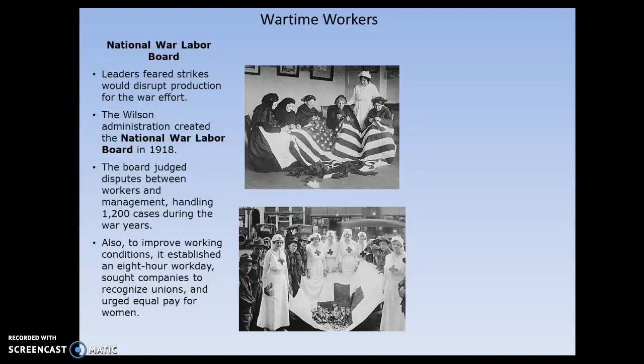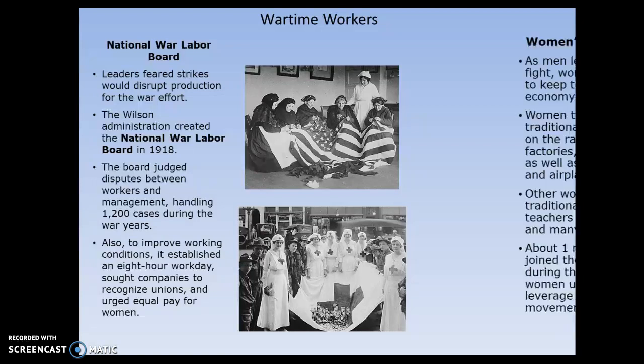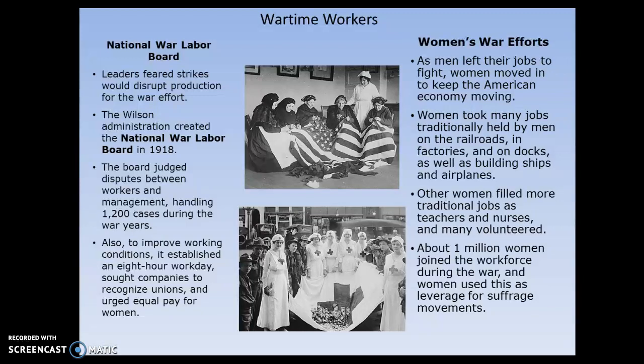So this is something we actually talked about already when we talked about working conditions. So now you're seeing why this was such an important thing, because this is during the war. These people need to be working for our country.